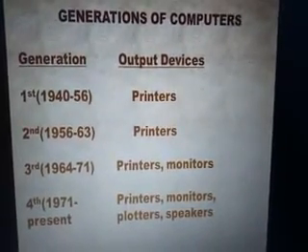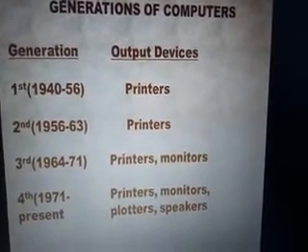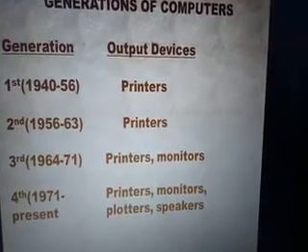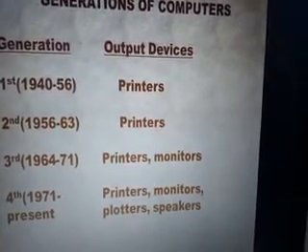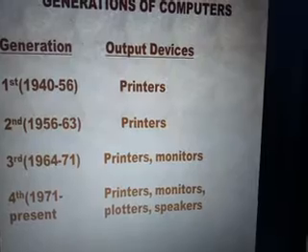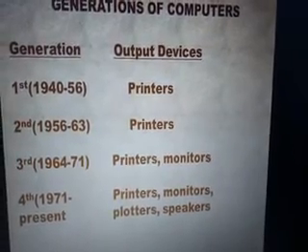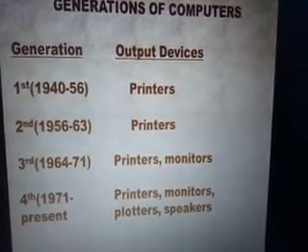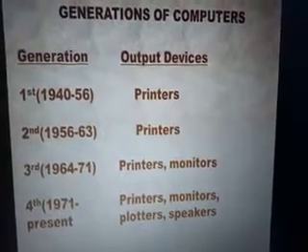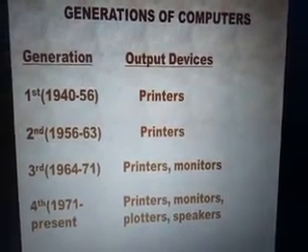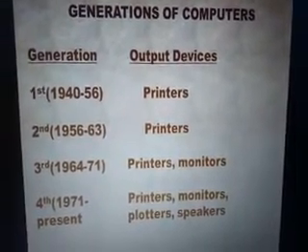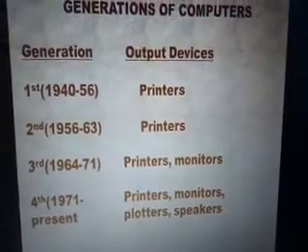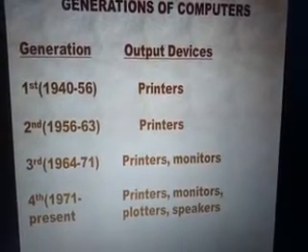Now output devices, fourth generation computers use printers and monitors and also plotters and speakers. The third generation computers only use printers and monitors. And the first and second generation used only printers. In those days, monitors had not been invented and monitors were not used therefore.